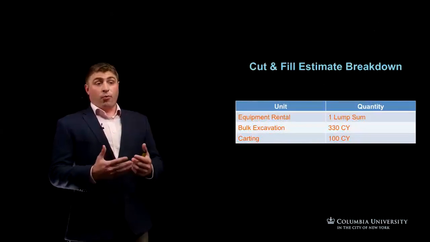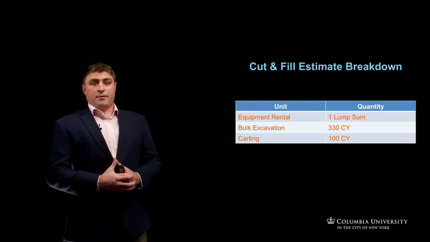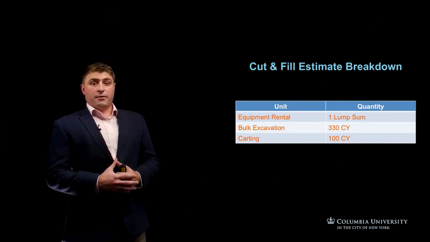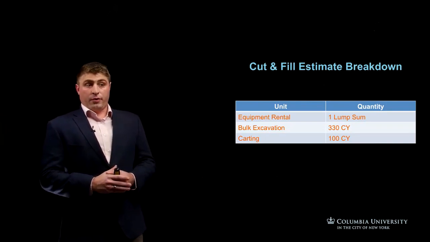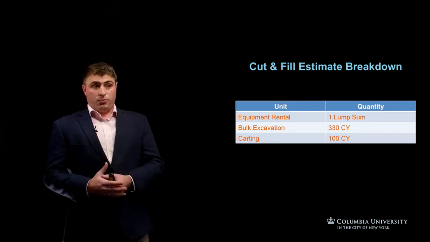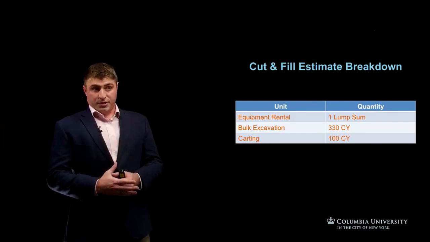Finally, you can see a sample breakdown of our cut and fill estimate. Our first item, equipment rental, will be all the necessary equipment in order to perform the operation. Next, you will see that we have a line item for bulk excavation, representing the total amount of earth that must be cut. Finally, you have a line item for carting, which is the net amount of soil that will need to be transported off-site. As you saw in the previous module with the software, these quantities can be transported into our estimate and pricing can later be applied.